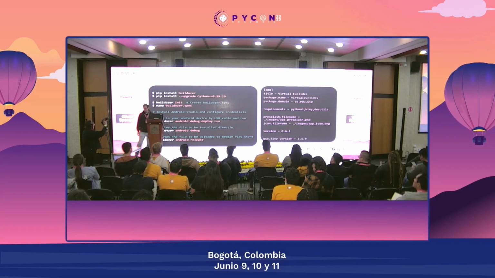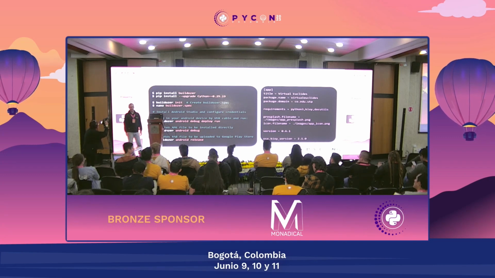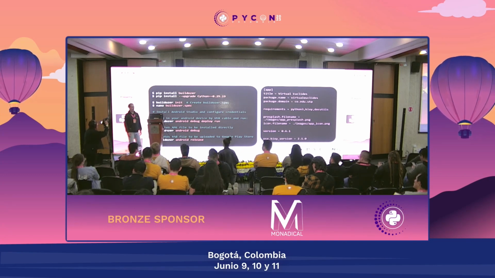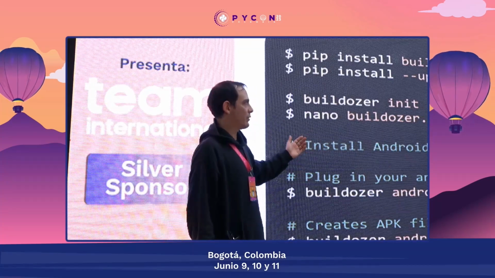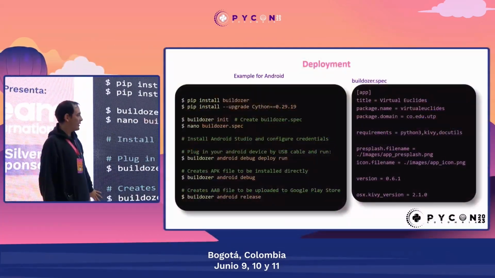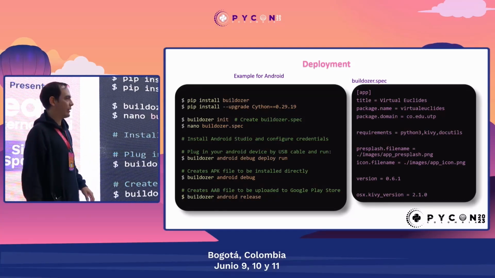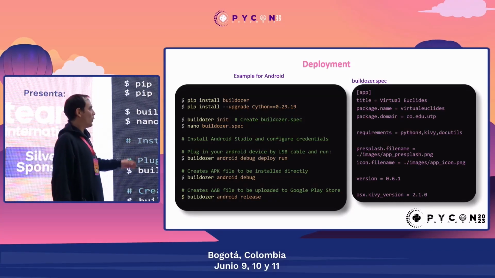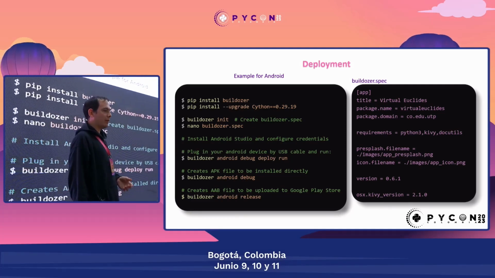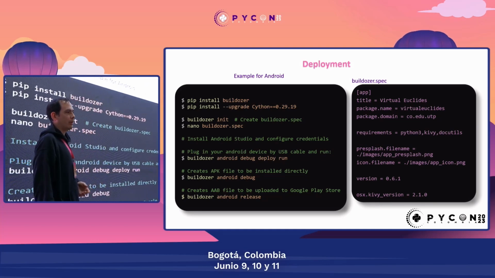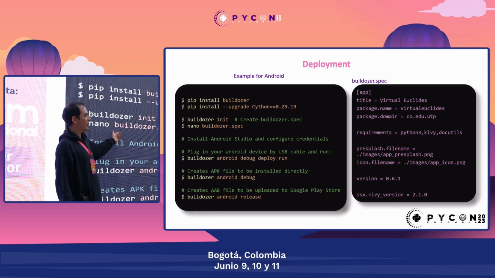Deployment. We can create a beautiful app, but if we cannot deploy this very easily, maybe we are not going to do a lot of things. So this is all we need. This is an example of what we need to deploy this for an Android app. So we install an application that gives us the option to create these deployments, Buildozer, and we define a spec file that is on the right side.